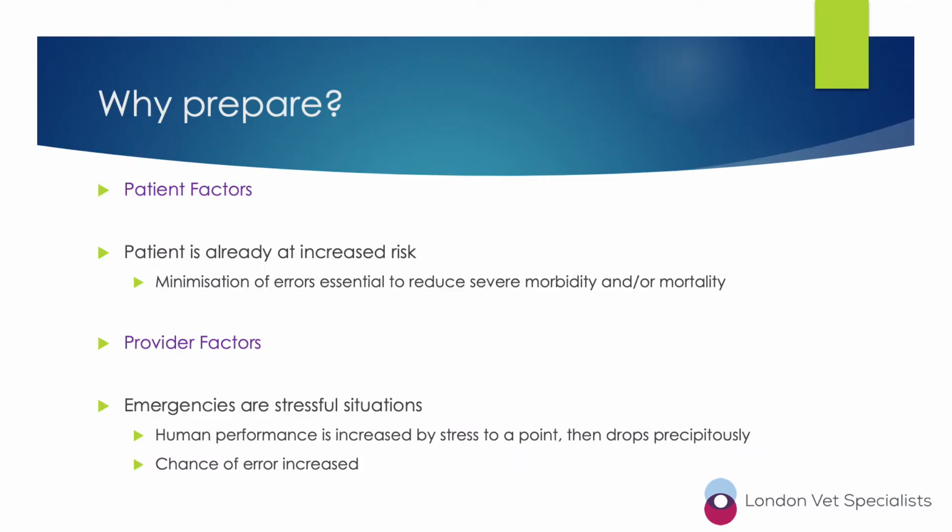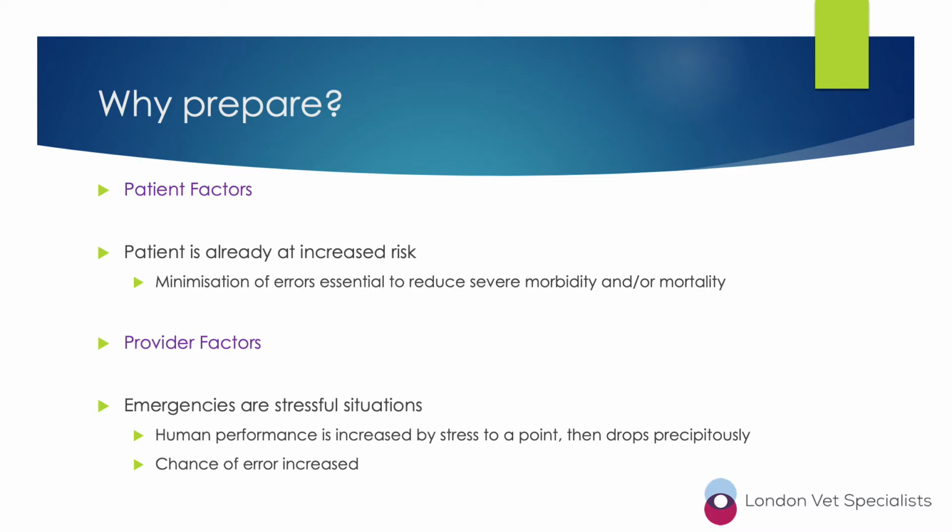So why should we prepare? There are 2 main factors, and the first are patient factors. These animals that are arriving in an emergency setting are usually already quite compromised, so they're going to be at an increased risk of having an adverse event under anaesthetic. You want to minimise any errors that you will probably make as a human. We're all prone to making errors, but if we can minimise our errors, that will reduce any severe morbidity or mortality to that patient.